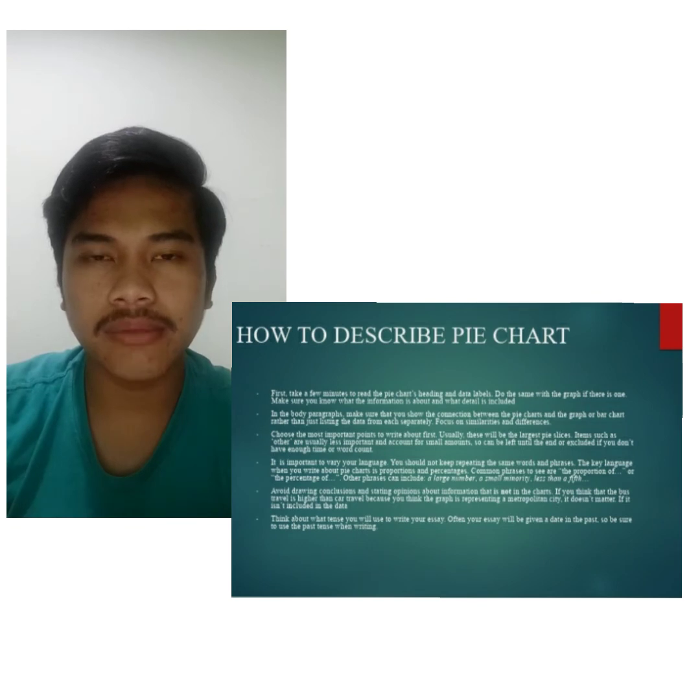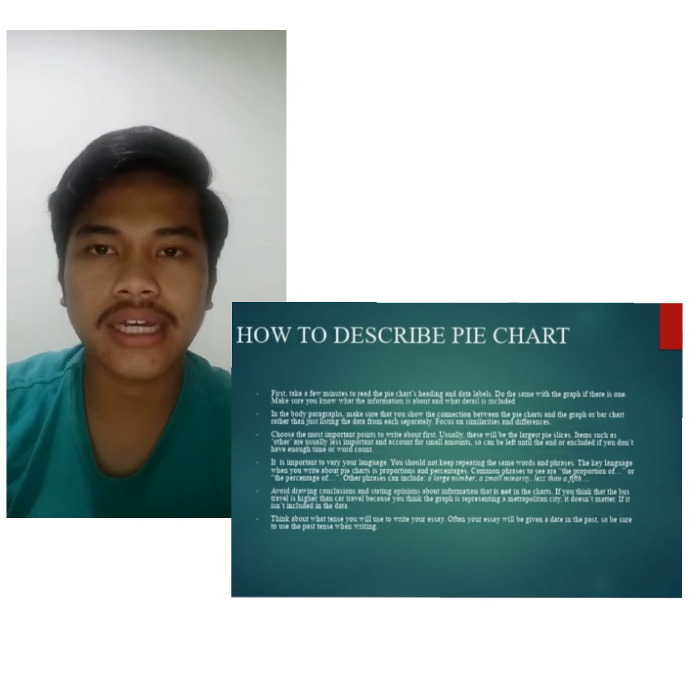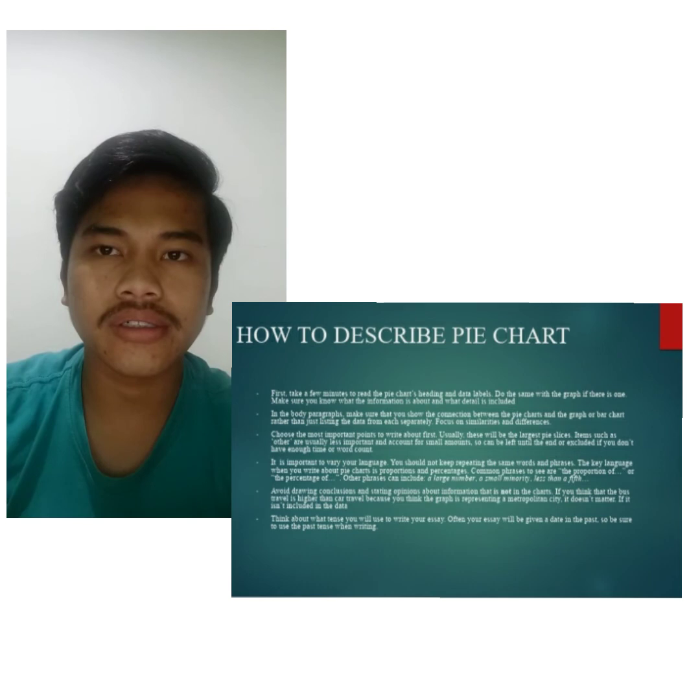Choose the most important points to write about first. Usually, this will be the largest pie slice. Items such as "other" are usually less important and account for small amounts, so they can be left until the end or excluded if you don't have enough time or word count.